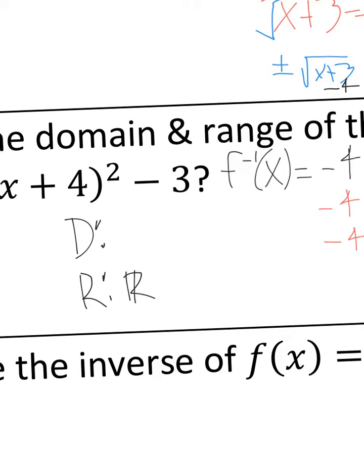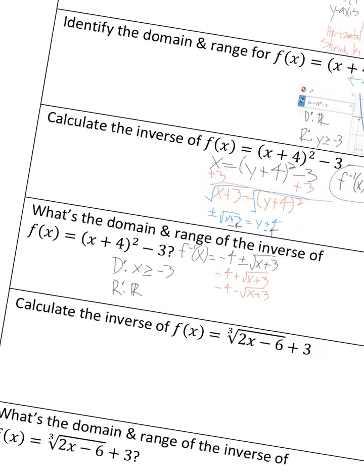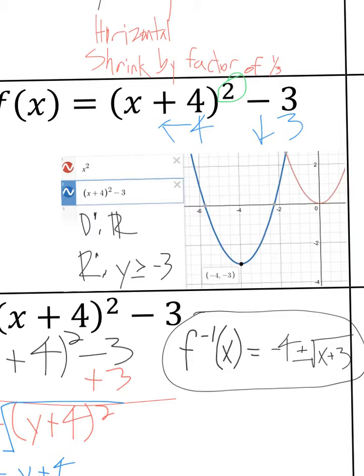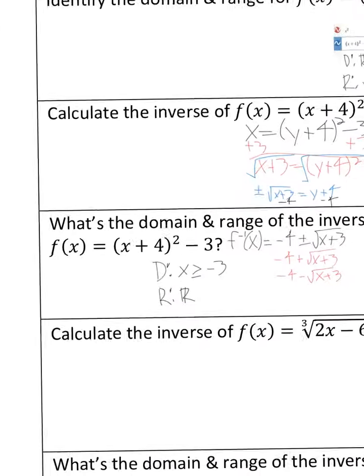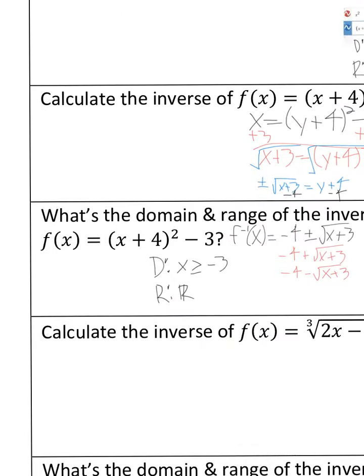And the range on the other one was y is greater than or equal to -3, so this is going to be x is greater than or equal to -3. Okay, so that's without even looking at the graph, because I already did this. I just flipped that answer. So let's just look at the graph to confirm.